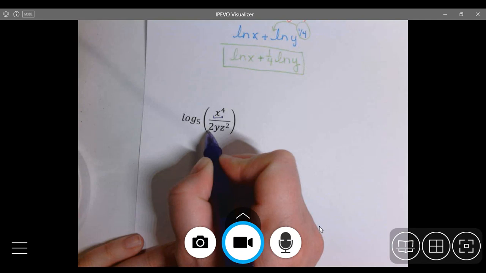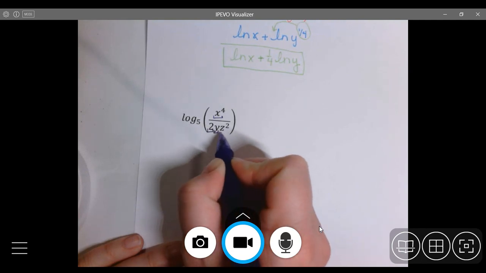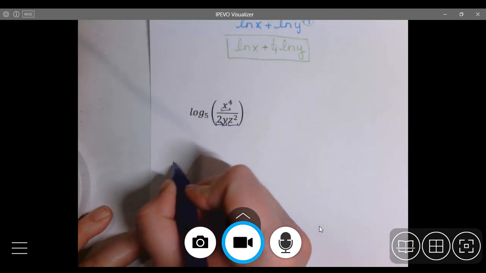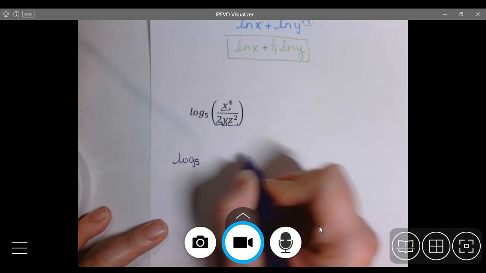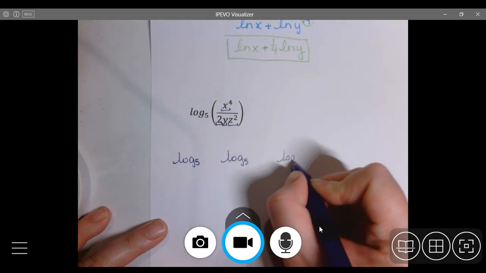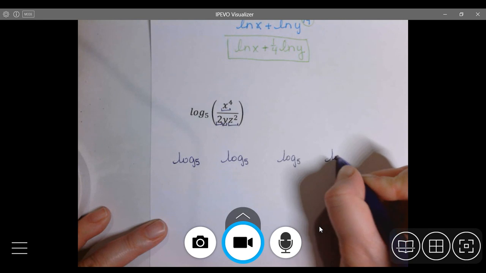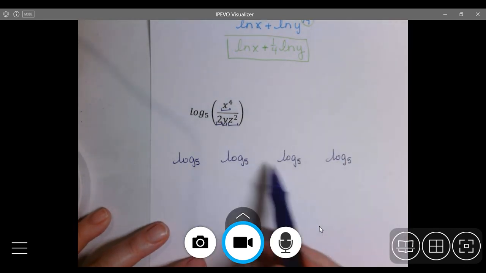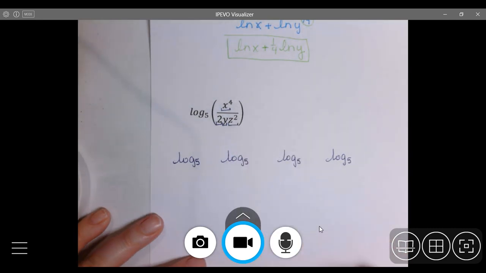We've got 1, 2, 3, 4 pieces. That means you're going to have 4 separate logs. So I'm going to go ahead and write out, I have log base 5, log base 5, log base 5, and log base 5. Now, what goes in these logs are those 4 separate elements.